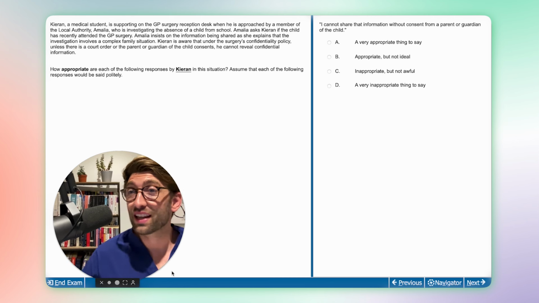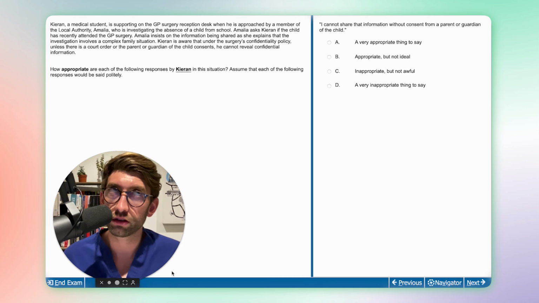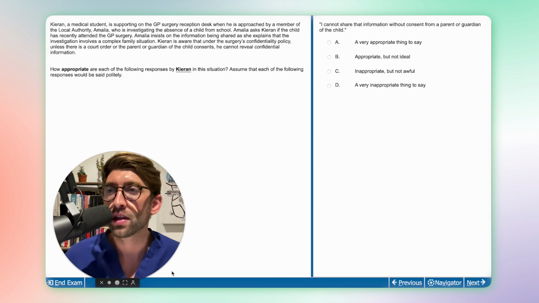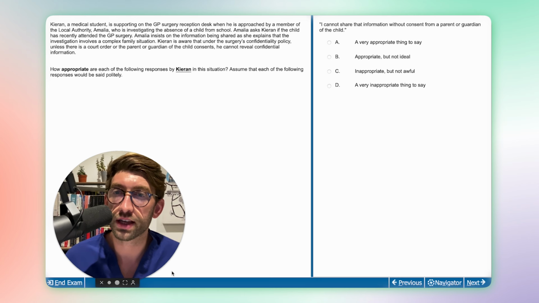Okay, well then, so let's just talk through the scenario and look at the pertinent points here. So Kieran, a medical student, is supporting on the GP surgery reception desk when he is approached by a member of the local authority, Amalia, who is investigating the absence of a child from school. Amalia asks Kieran if the child has recently attended the GP surgery. Amalia insists on the information being shared as she explains that the investigation involves a complex family situation.